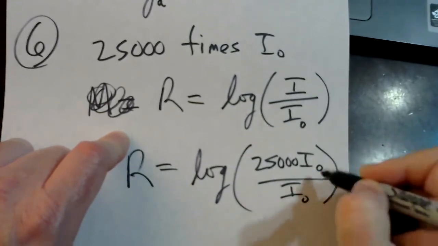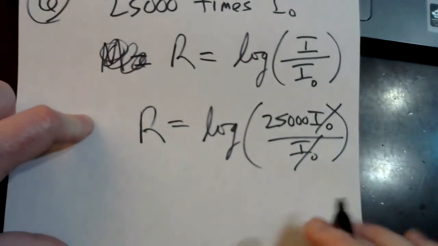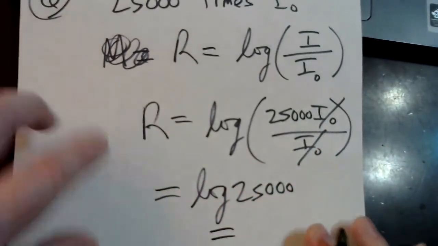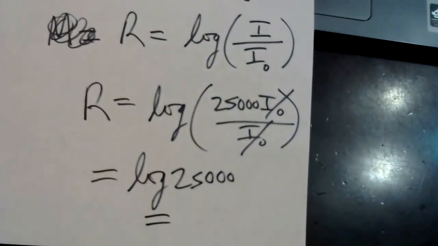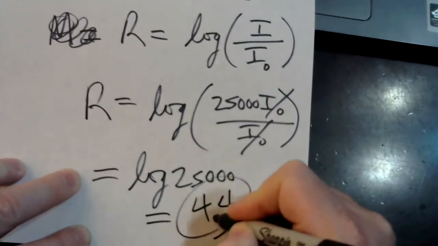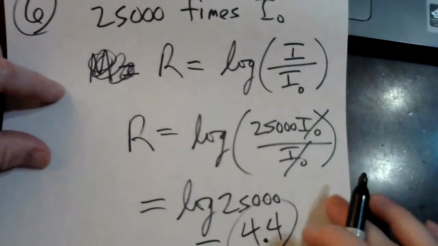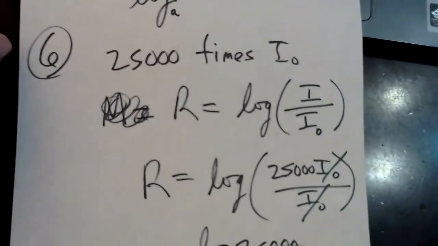So all you have to do on this problem is just replace that I with the 25,000 I0. Notice your I0s cancel. So you're going to end up taking the log of 25,000. And yeah, that is the common log. Let's use a calculator. And I get 4.4 to the nearest tenth. They don't really tell us how to round this thing, but it's about 4.4. So you always hear about earthquakes in the news. Some of the worst earthquakes are in the nines. The worst earthquakes in history are 9.2 in that range. So 4.4 is not too bad.